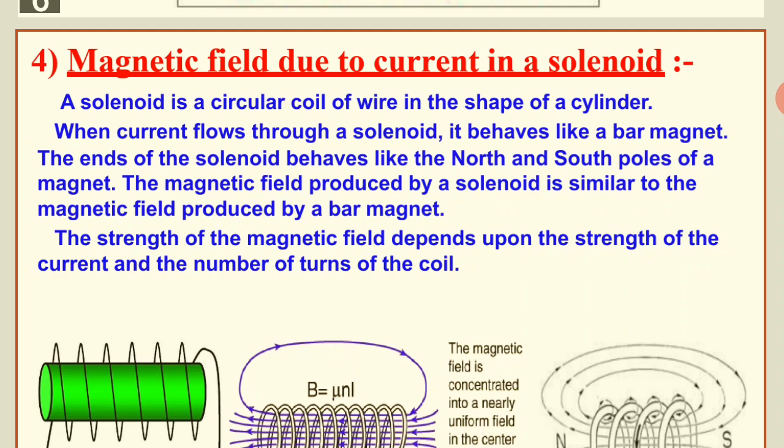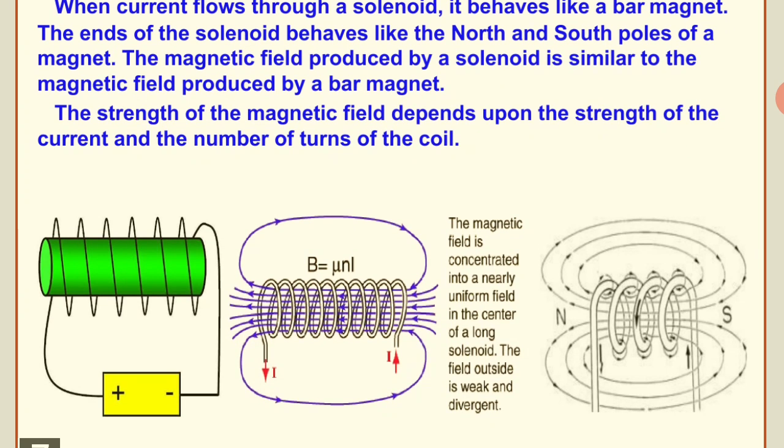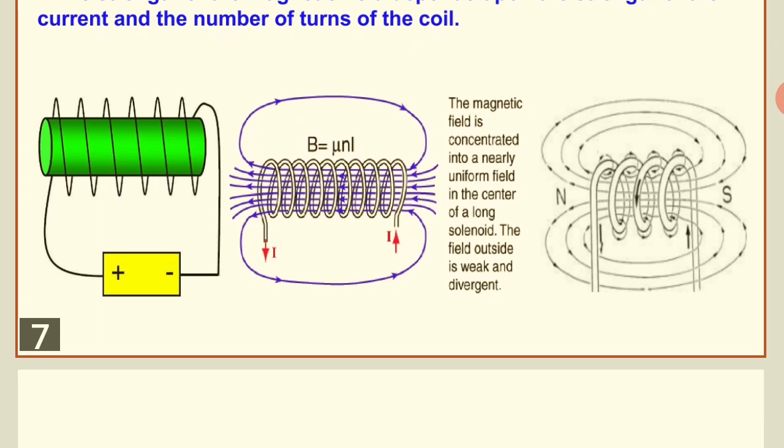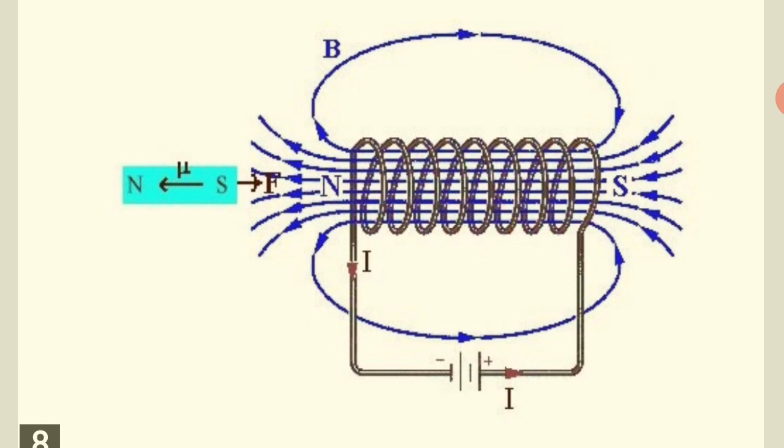A solenoid is a circular coil of wire in the shape of a cylinder. As you can see in these three diagrams, a green colored paper roll or a plastic roll is kept, and around that we have wound a number of turns of a chemically insulated copper wire, and we have connected it through a battery terminal. When the current flows through this solenoid, we know the magnetic field will be there. So we experience a force or a magnetic field around this circular loop, which is now known as a solenoid.